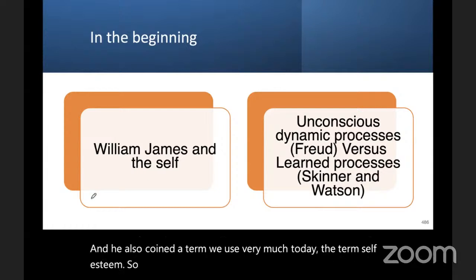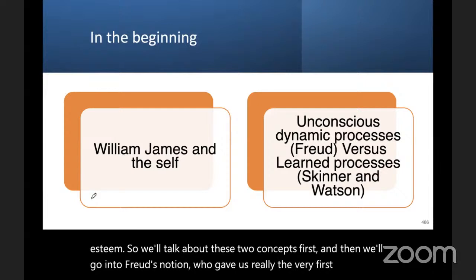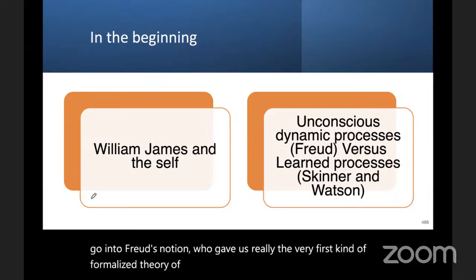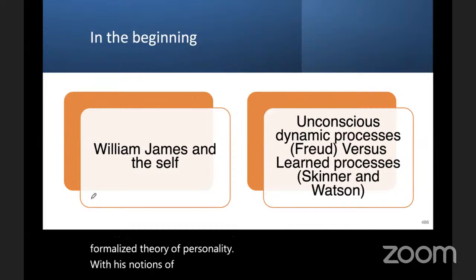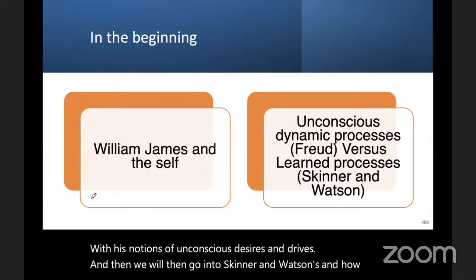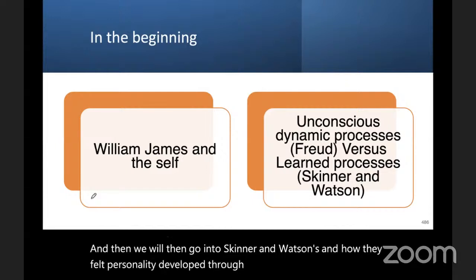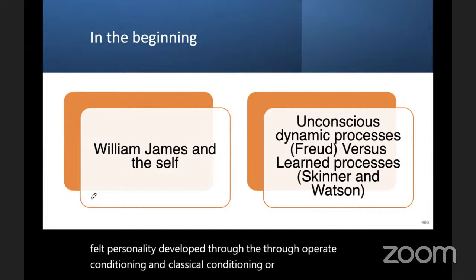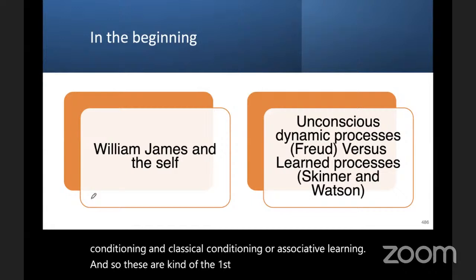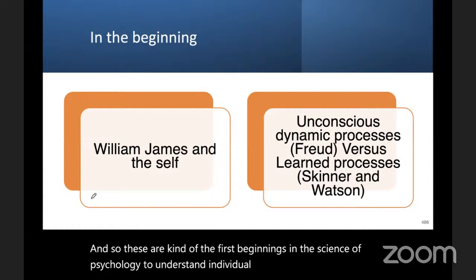So we'll talk about these two concepts first, and then we'll go into Freud's notion, who gave us really the very first kind of formalized theory of personality with his notions of unconscious desires and drives. And then we will go into Skinner and Watson and how they felt personality developed through operant conditioning and classical conditioning or associative learning. And so these are kind of the first beginnings in the science of psychology to understand individual differences and personality.